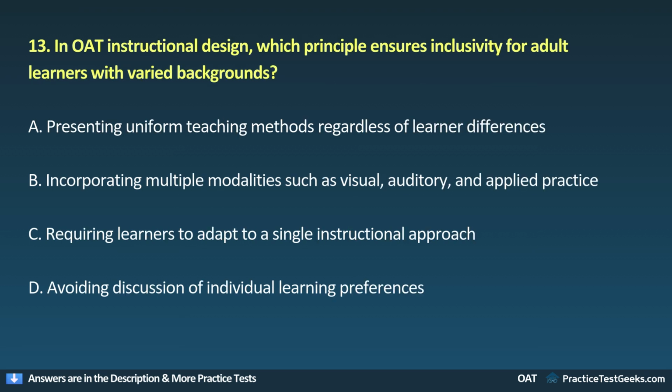13. In OAT instructional design, which principle ensures inclusivity for adult learners with varied backgrounds? A. Presenting uniform teaching methods regardless of learner differences. B. Incorporating multiple modalities such as visual, auditory, and applied practice. C. Requiring learners to adapt to a single instructional approach. D. Avoiding discussion of individual learning preferences.